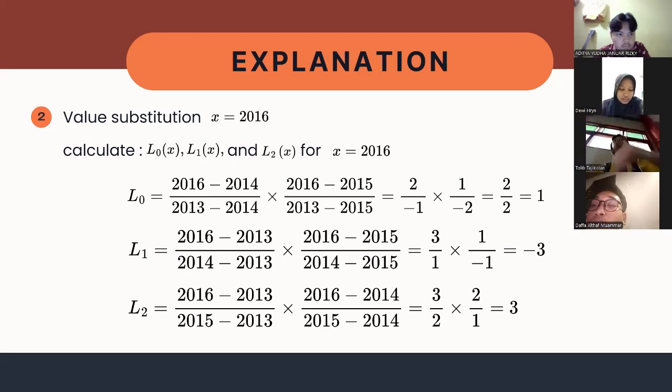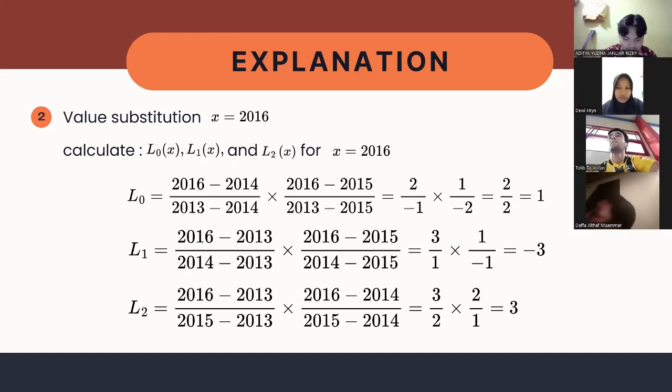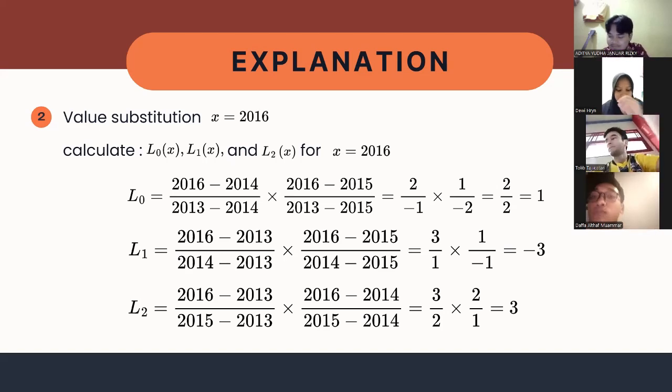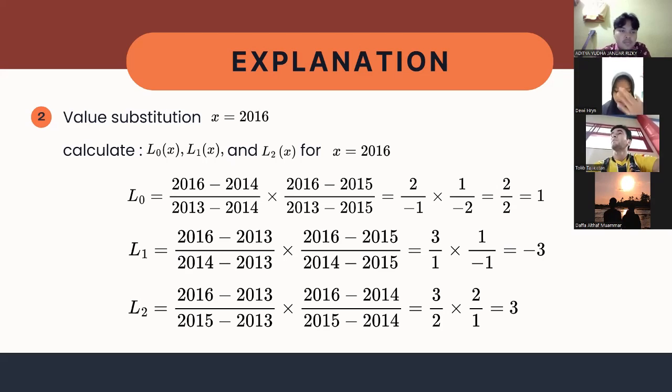And the L2 is equal to 2016 minus 2013, divided by 2015 minus 2013, multiplied by 2016 minus 2014, and then divided by 2015 minus 2014, which is equal to 3 divided by 2 and multiplied by 2 divided by 1, so it is equal to 3.